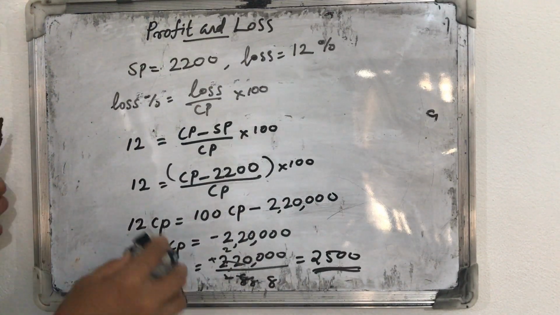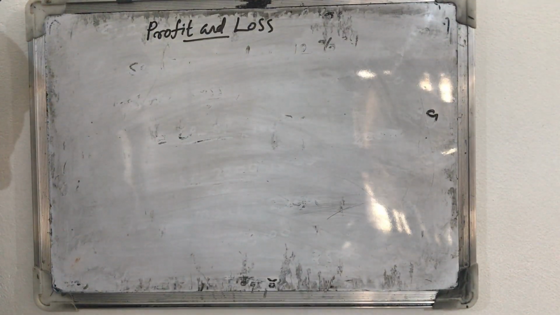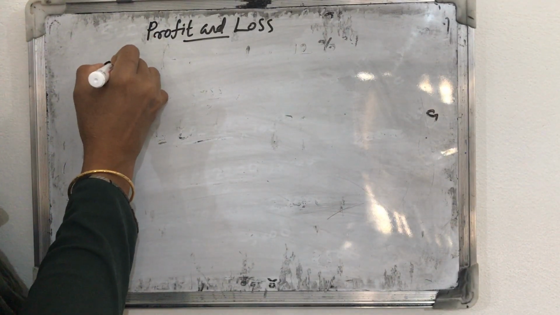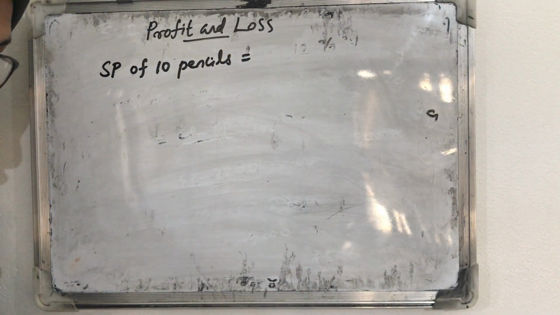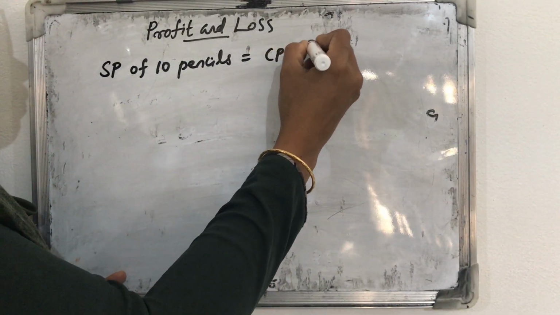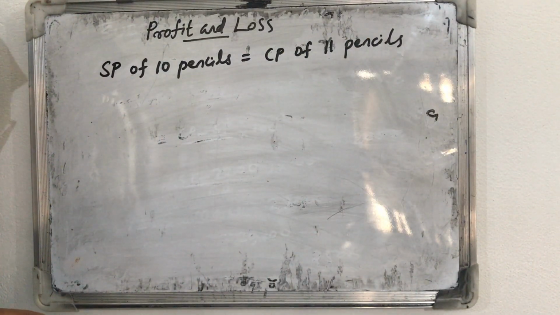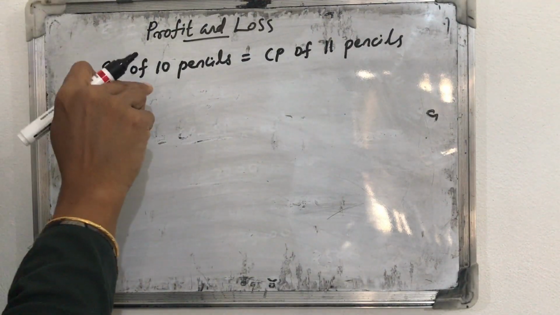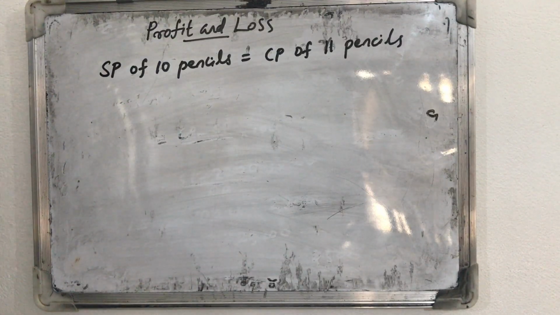Okay, next question. Next one is question number 8. The selling price of 10 pencils is equal to the cost price of 11 pencils. SP of 10 pencils is given as the CP of 11 pencils. Only this is given, and here we want to find out what is the profit percentage. If the selling price of 10 pencils is equal to the cost price of 11 pencils, what will be its profit percentage? That we want to find out.